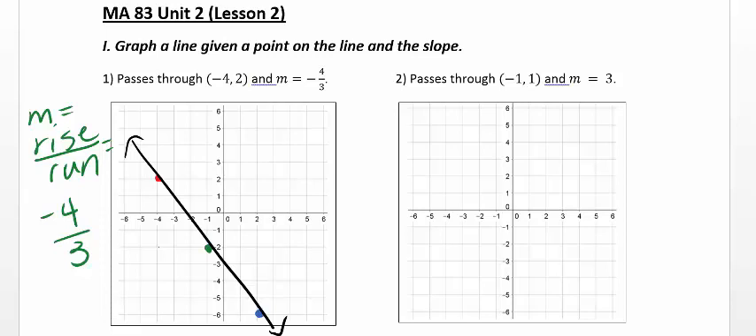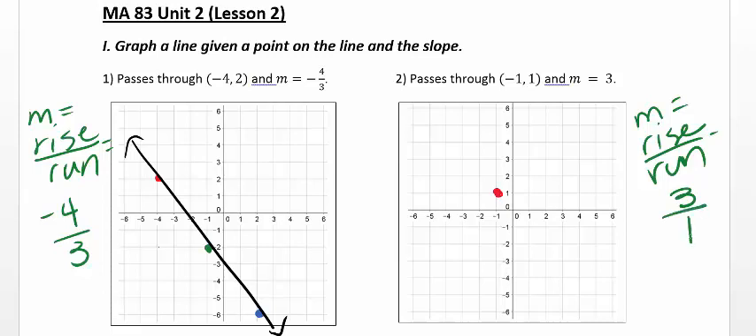In number 2, we're going to start with the point -1, 1. So that means I'm going to go to the left 1 and go up 1, and this is where my point will be. And then we have a slope of 3. So again, our rise over our run is what our slope is. And if we have the whole number 3, the denominator is going to be 1. So from this point, I am going to go up 3 and then to the right 1 to find the next point. So 1, 2, 3 over 1, this is where the next point would be.